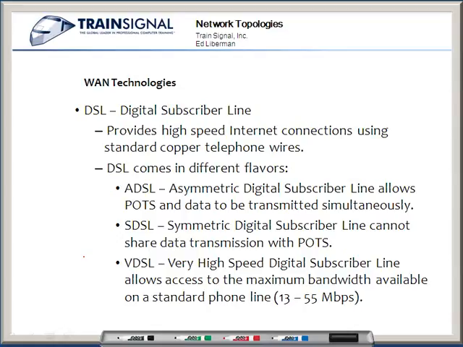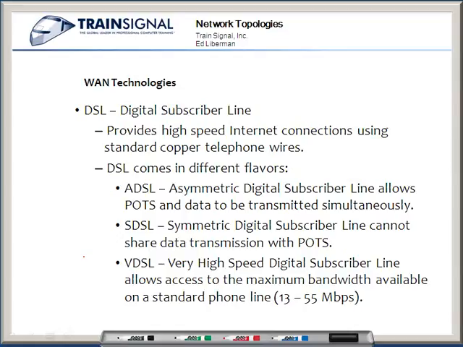SDSL stands for Symmetric Digital Subscriber Line, and it cannot share data transmission with POTS. Okay, so unlike asymmetric, this cannot share data. You actually need to have separate lines, one for data, one for the actual phone service. You also need special hardware for SDSL, and you will see that it's not that commonly used.